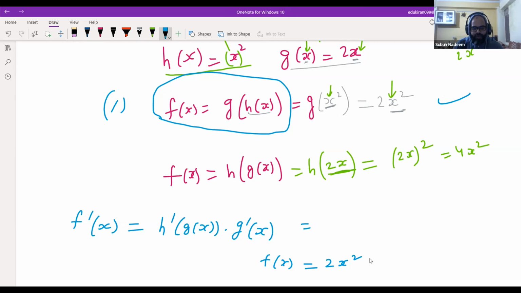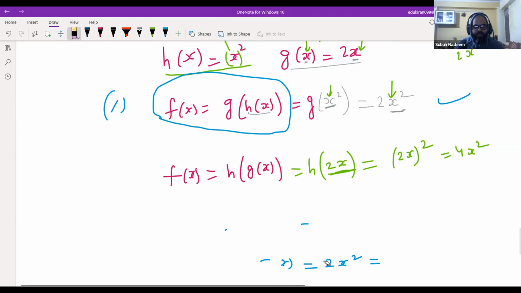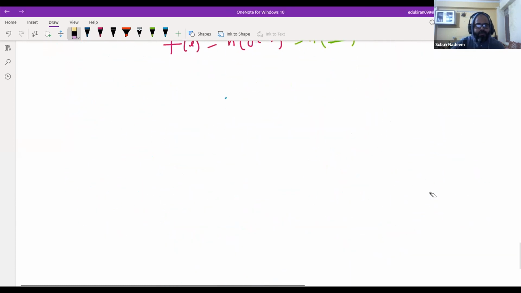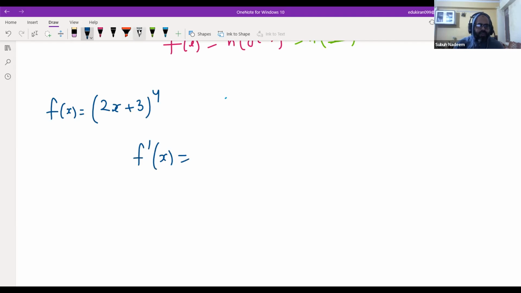What we will do is differentiate the outside function, but here it is so simple, it will be directly differentiated. We have to take the example given in the slide, which was (2x plus 3) to the power 4. This is f of x. Now you have to differentiate it. So here the chain rule is there. The outside function is power 4.